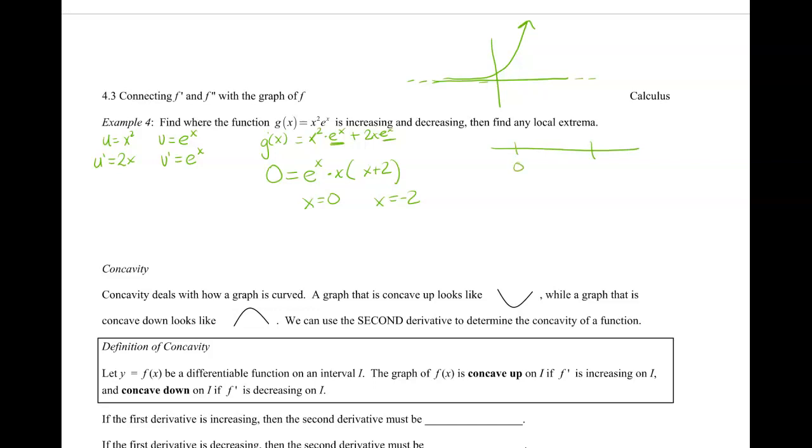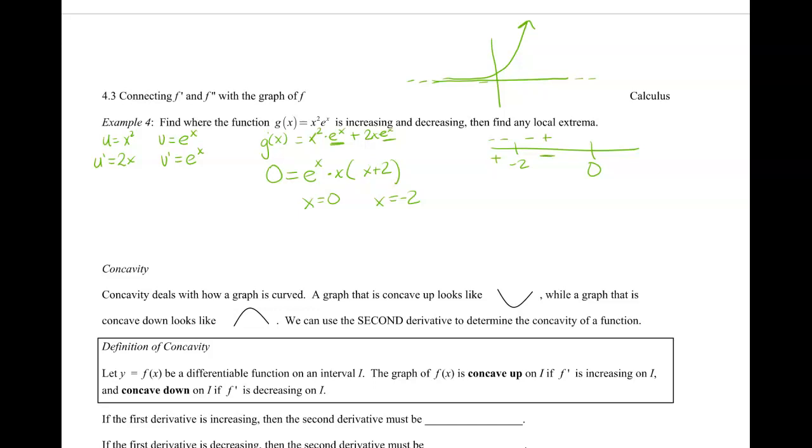Alright, so I've got 0, I've got negative 2. Then I should plug in a number less than negative 2. For example, negative 3 should give me a negative and a negative, so overall that should be positive. In between negative 2 and 0, plugging in negative 1, for example, should give me a negative and a positive, which overall is going to be a negative.